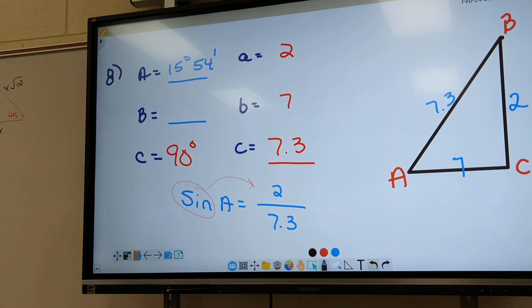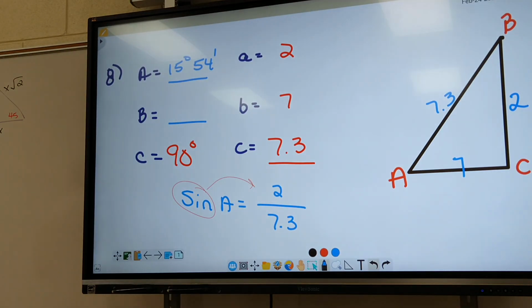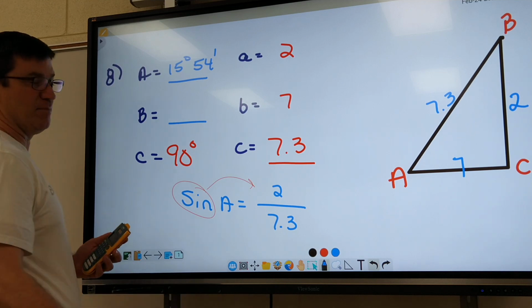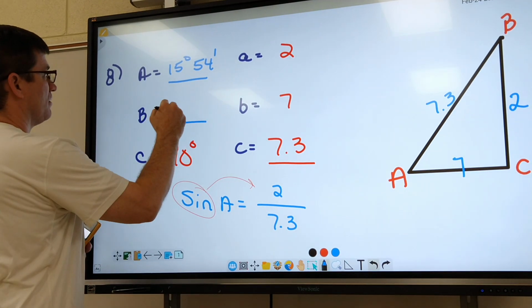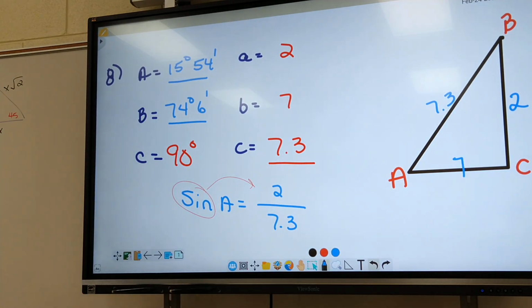And now you do it the same way you did the first one. So, Jacob, how am I gonna find this missing angle? Subtract from 180. All right, so 180 minus 90 minus 15 degrees, 54 minutes. And whatever you get, Jacob, make it degrees and minutes also. What'd y'all get? All right, make it degrees and minutes. How do you do that? 74 degrees and 6 minutes. All right, y'all close up. We'll finish some more of that later.